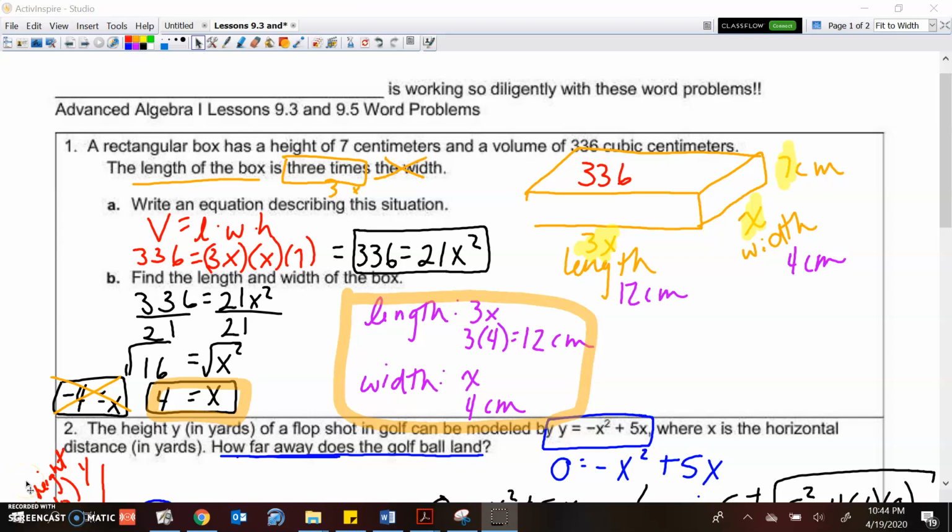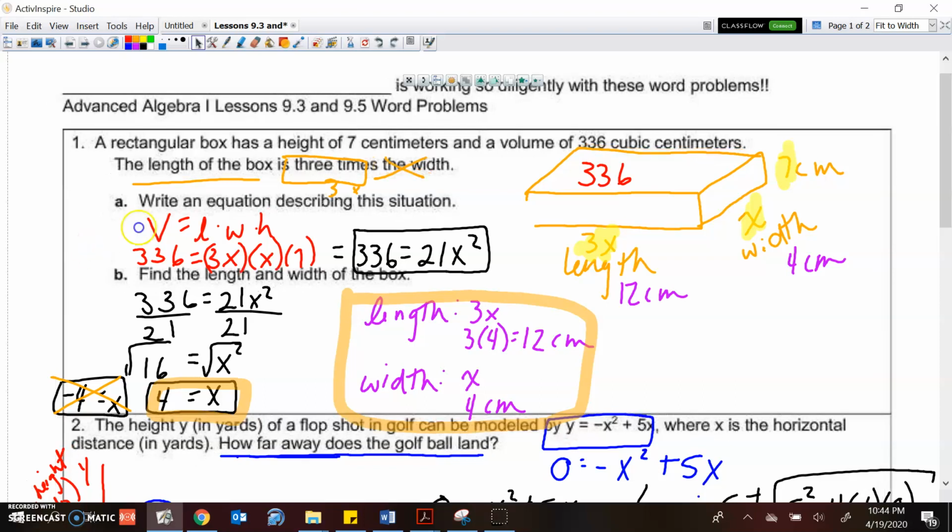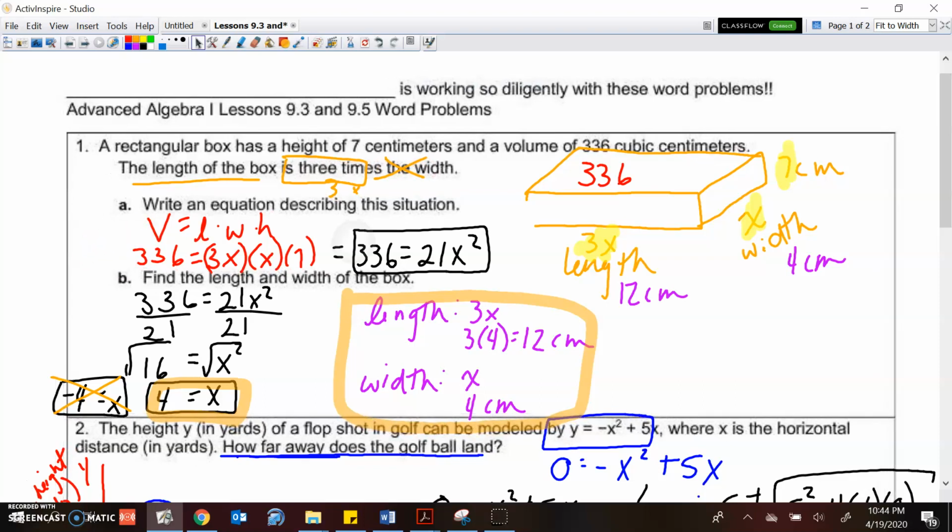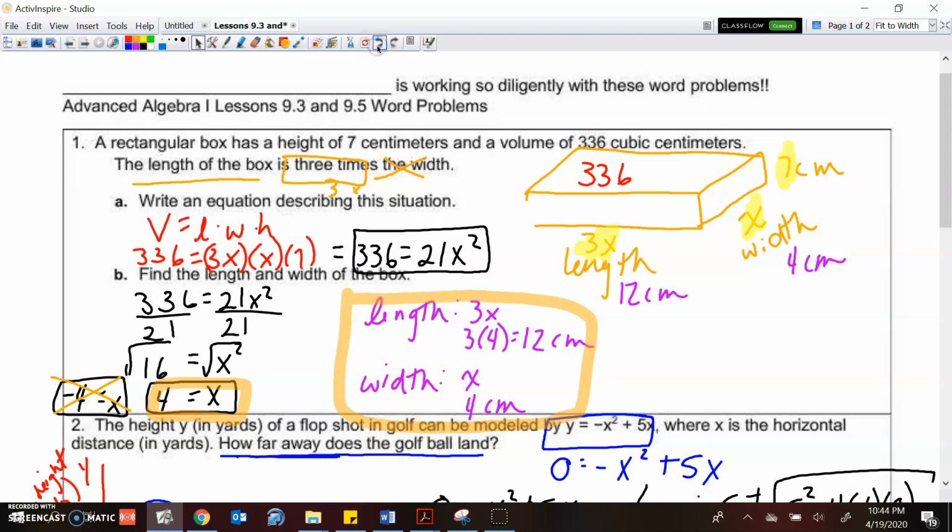All right, guys, now let's check our answers and see how you did. So we left off at number 1. We said this was the setup that we have right here, volume. This is what you should come up with. When you multiply 3x times x times 7, you get 21x squared. And then over here, you have 336.